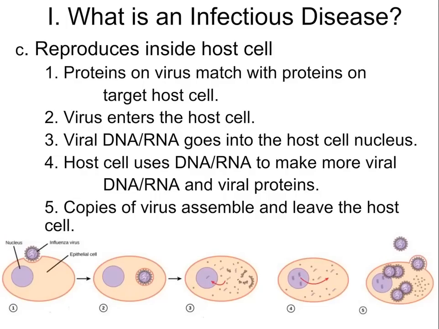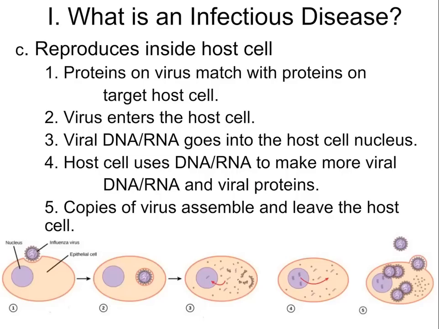So the steps of the reproduction of a virus inside a host cell are the following. First, the proteins on the virus, those proteins associated with the protein coat, match up, a lot like a lock and key, if you will, with the proteins on a target host cell. This is how a virus is able to target a specific organ within the body. So for example, influenza only impacts our lungs, and that's because the virus only binds to our lung cells. All right. Other viruses target other parts of the body, like hepatitis targeting the liver, for example.